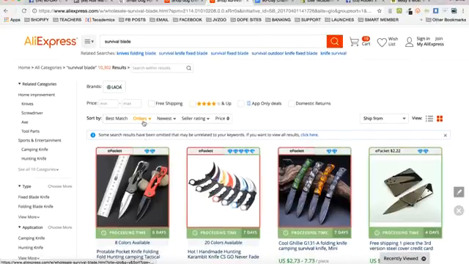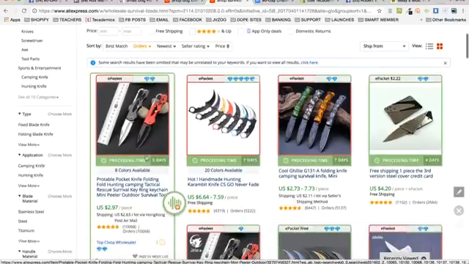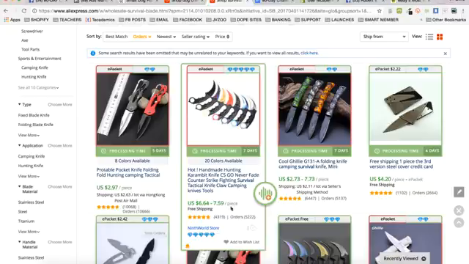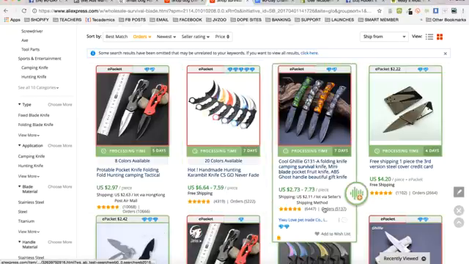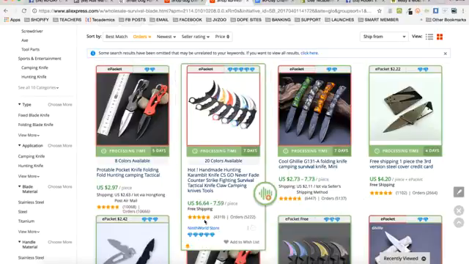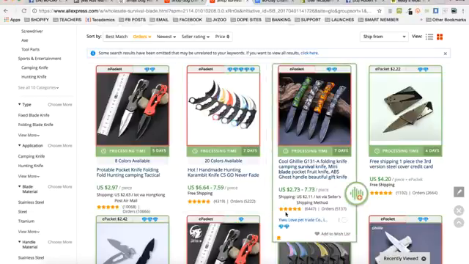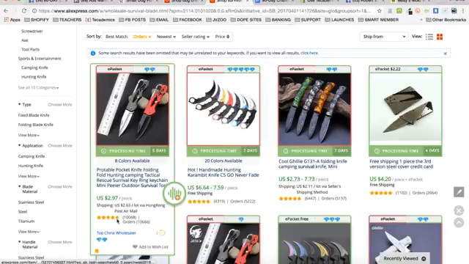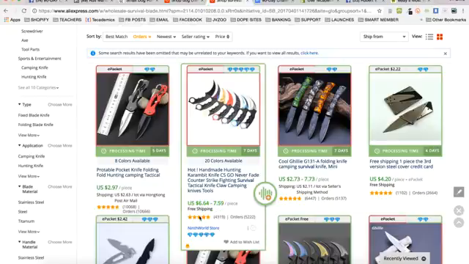So I sorted it by orders, and you can see that these knives right here have over 10,000 orders. This one has over 5,000 orders. This one has over 5,000 orders. And the reason why we could sell products that we never touch is because if you look at the reviews, there's 5 stars or nearly 5 stars on these products. And if 10,000 people are buying this product, and it looks like 10,000 people left a review, 4,000 people left a review out of 5,000, you can be pretty confident that it's a hot product, it's a good product, and you can start selling it.